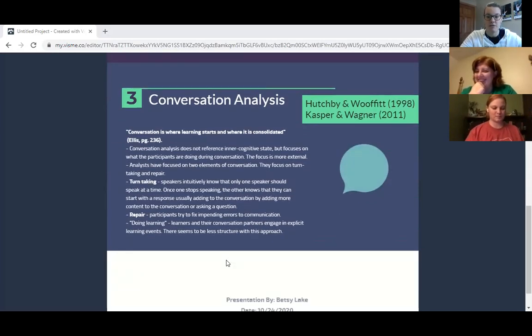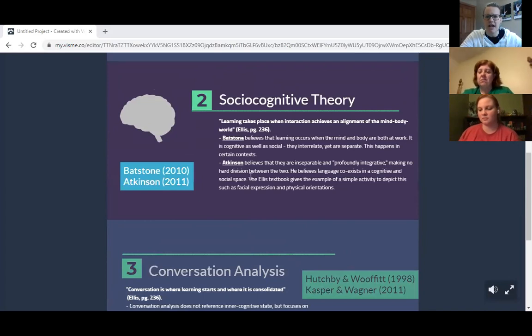Conversation analysis. We see this was developed by Hutchby and Wooffitt in 1998, and then we see some new ideas from Kasper and Wagner, which Robyn went over already a little bit, 2011. So conversation analysis is where conversation is where learning starts and where it is consolidated. There's a difference here: it doesn't really reference inner cognitive states like these other two theories. The focus is actually more external, which I guess could be kind of related to Atkinson's ideas.